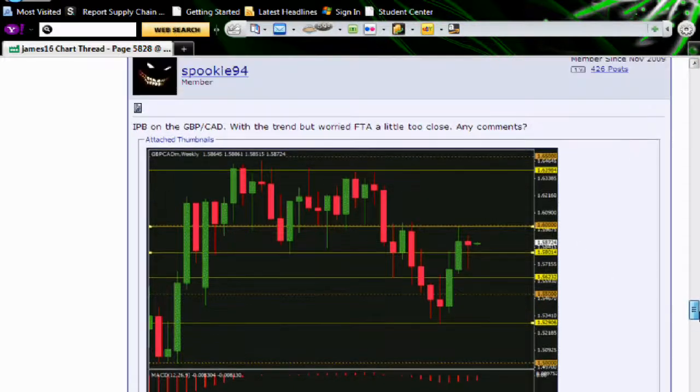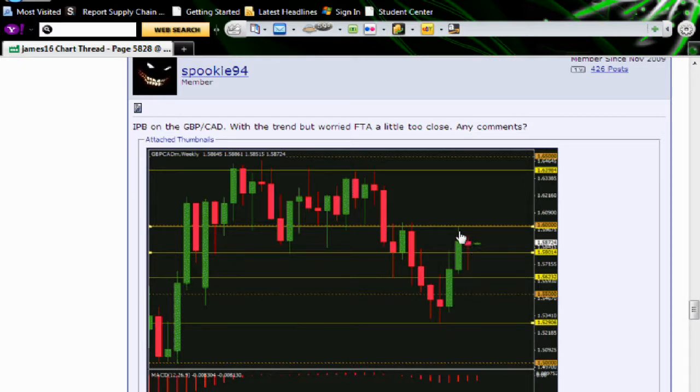Hey guys, so we have a question here from Spooky94 regarding a potential IPB setup on the pound Canadian dollar weekly chart. I was going through my weekly analysis that I do over the weekends on the weekly charts, and this did pop out to me, and I was wondering if someone was going to bring this up. This is clearly a setup I would never take.